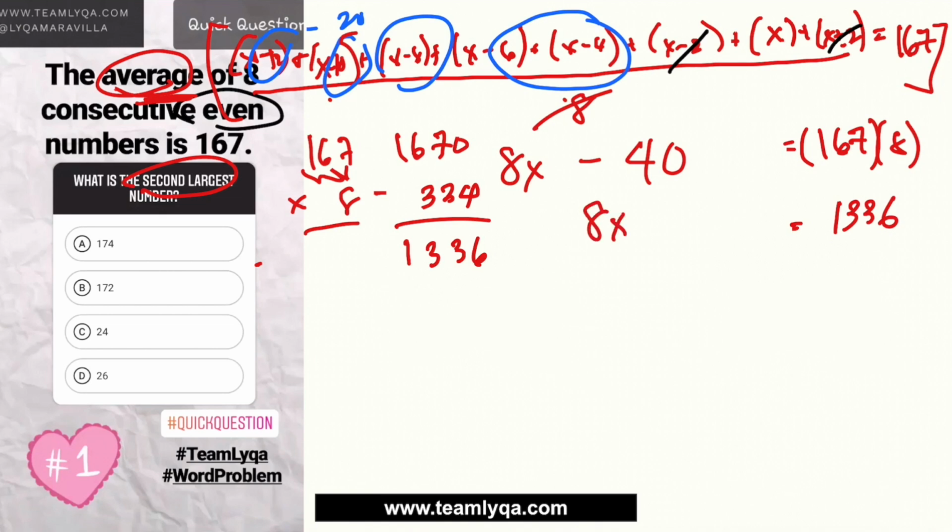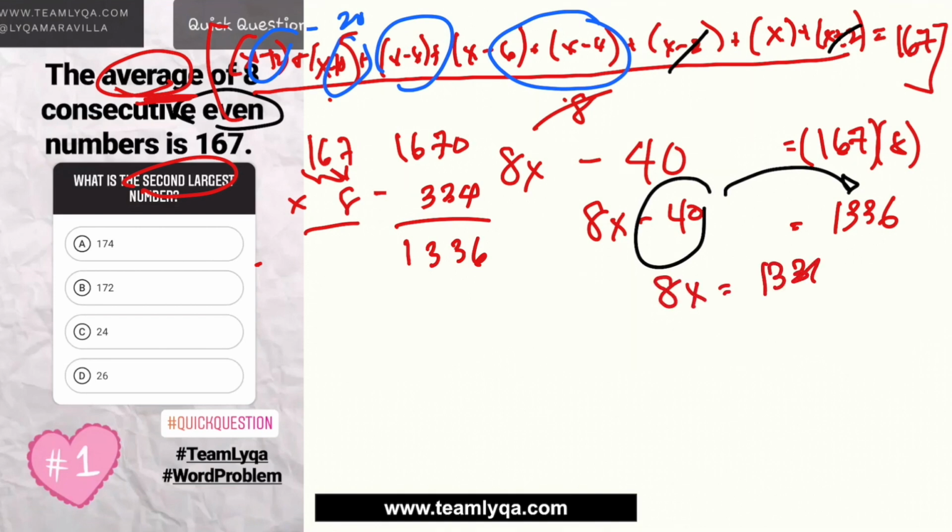Dito is 8x minus 40. So, ililipat natin ito doon. Iiwan natin yung x sa isang side kasi that's what you do with your x. Iiwanan mo siya sa kabila. So, 8x is equal to 1336 plus 40. So, 8x is equal to 1376. Tapos, i-divide lang natin both sides by 8 para mawala ito, makakancel yan.